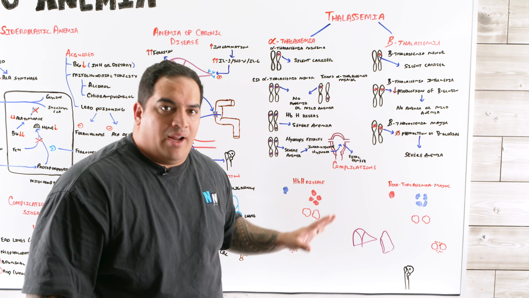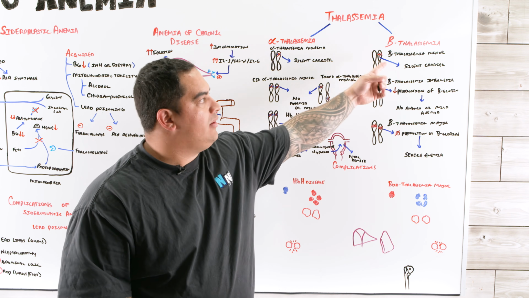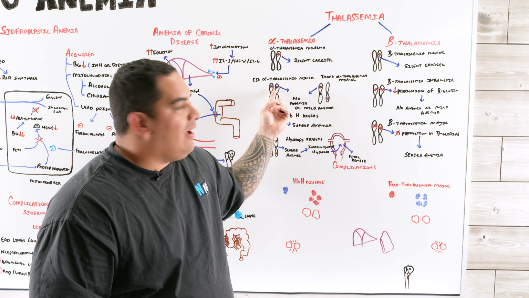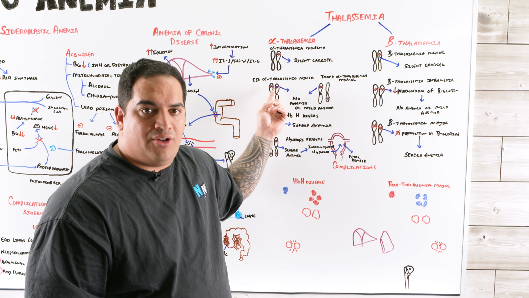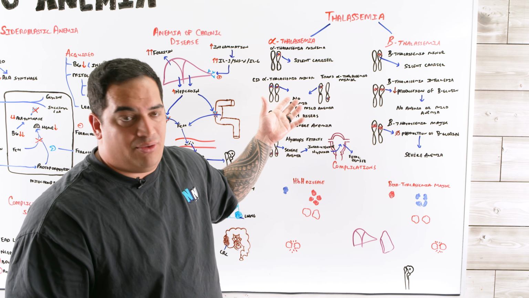This is a lot of stuff, right? The point that I want to get across to you guys is that usually if there's just one deletion, it's silent, nothing happens. If there's two for alpha thalassemia minor, it could be a very mild disease. Probably not something that you'll likely see on the vignette.